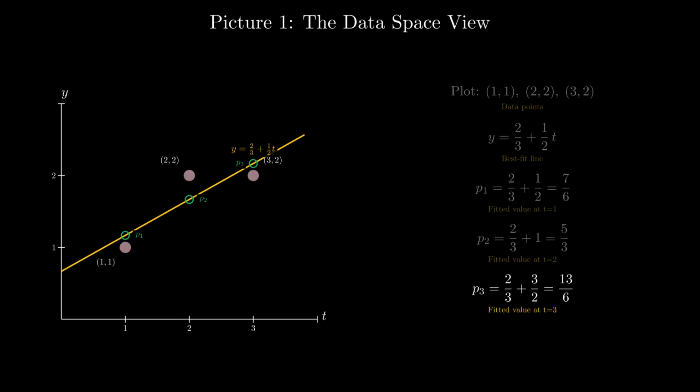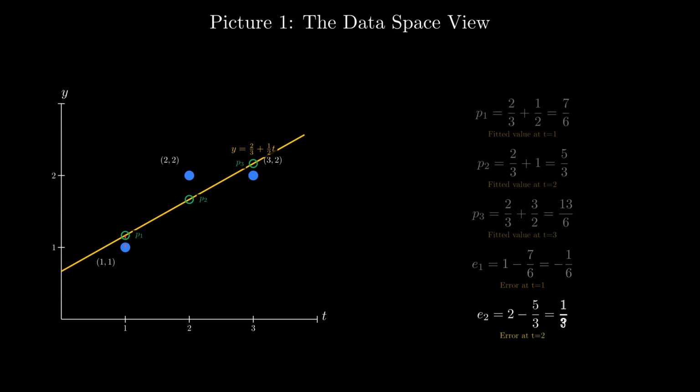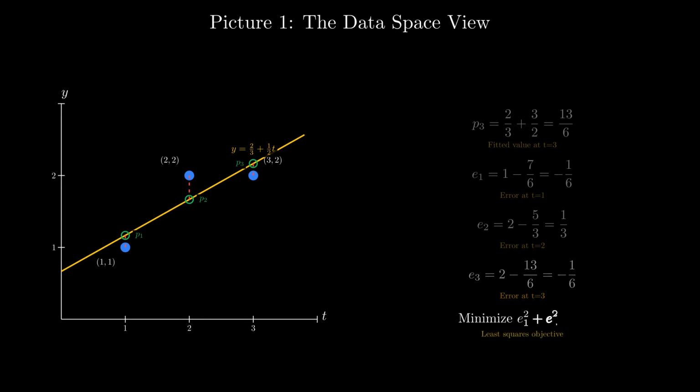The errors are the vertical gaps between the actual data points and the fitted values on the line. e1 equals 1 minus 7/6, which gives us negative 1/6. e2 equals 2 minus 5/3, which gives us positive 1/3. e3 equals 2 minus 13/6, which gives us negative 1/6. Least squares minimizes the sum of the squares of these gaps: e1 squared plus e2 squared plus e3 squared.